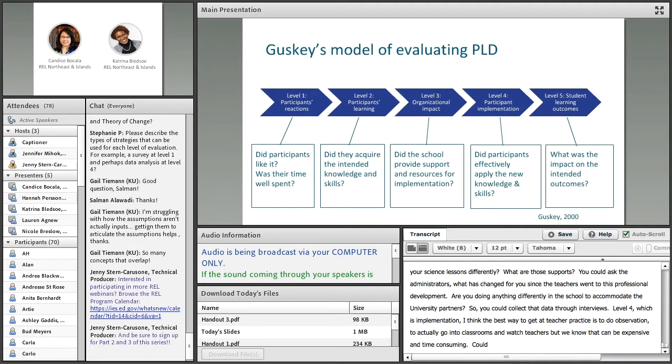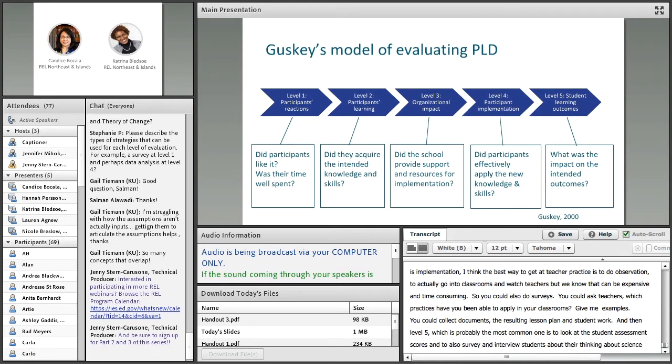Level 4, which is implementation, I think the best way to get at teacher practice is to do observations, to actually go into classrooms and watch teachers, but we know that that can be expensive and time-consuming. So you could also get at this through surveys. You could ask teachers, which of these practices have you been able to apply in your classroom? Give me some examples. You could collect documents from teachers' classrooms. So after they've taught a science lesson, you could collect the resulting lesson plan and student work.